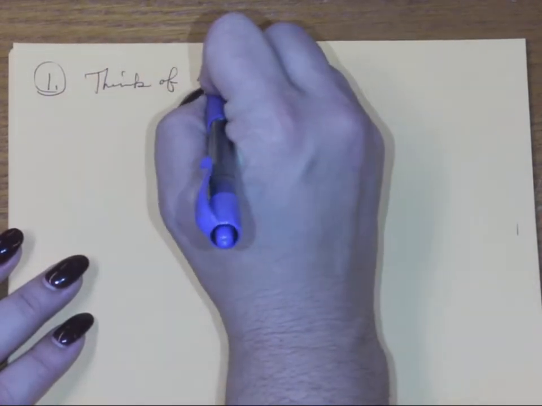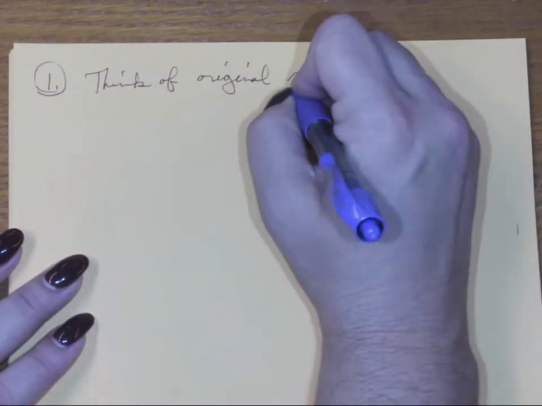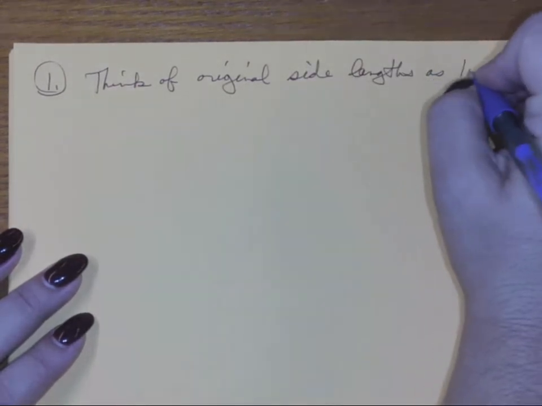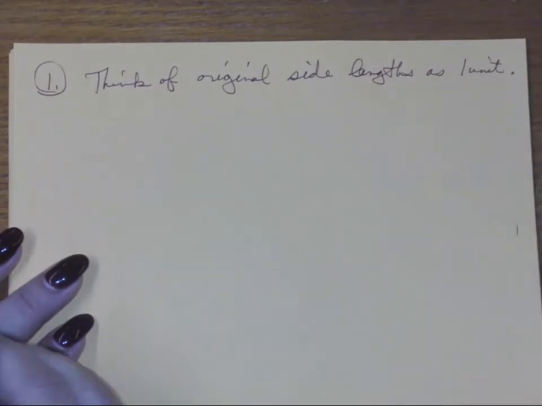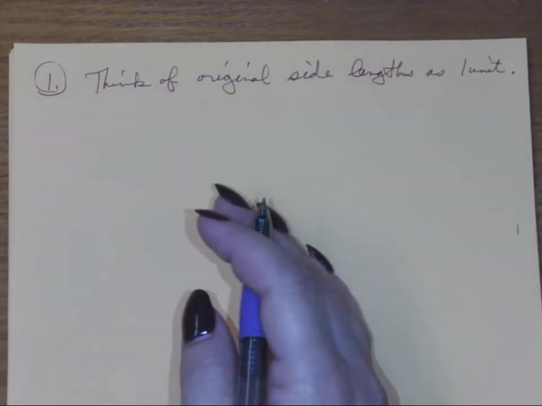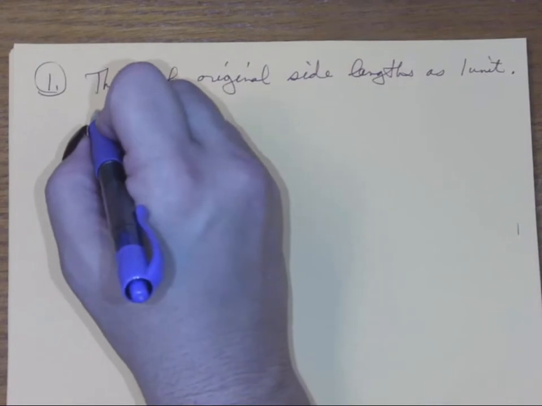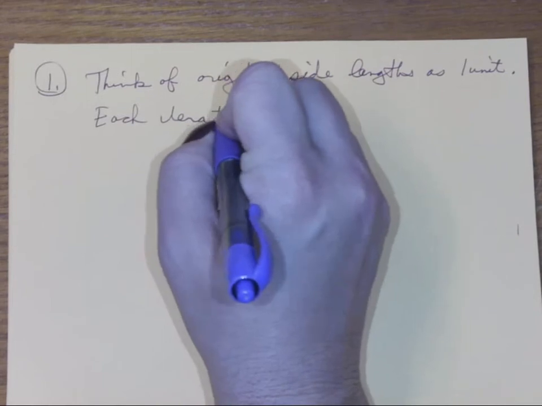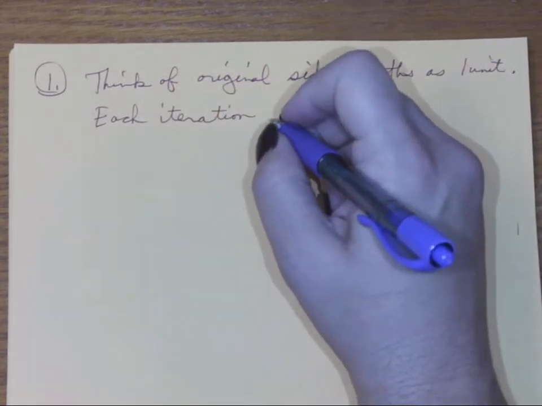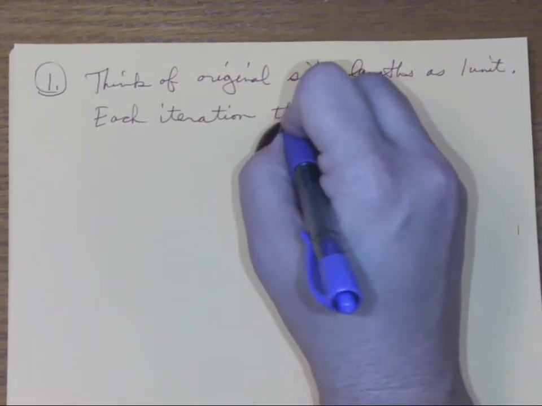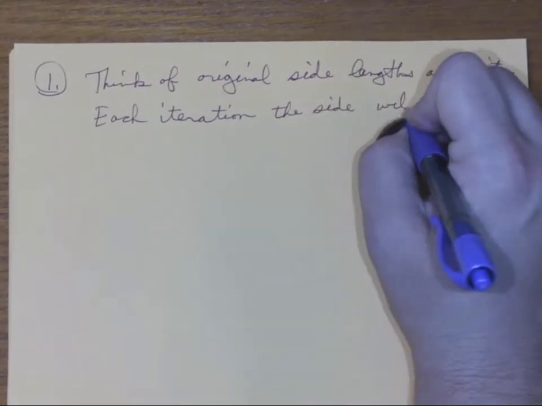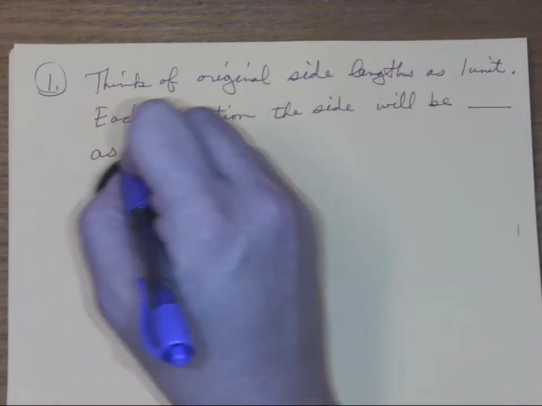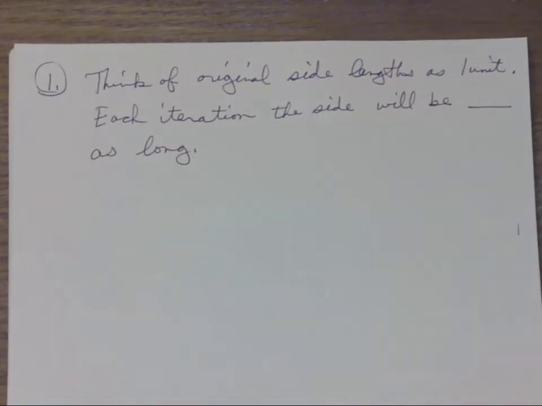Think of the original side length as 1 unit. We don't know what it is. Maybe it's an inch, maybe it's whatever. Okay? Then what happens is each iteration, that's what they're called, each time I break up a side, the side will be some measurement as long. So we want to know what's going on there.